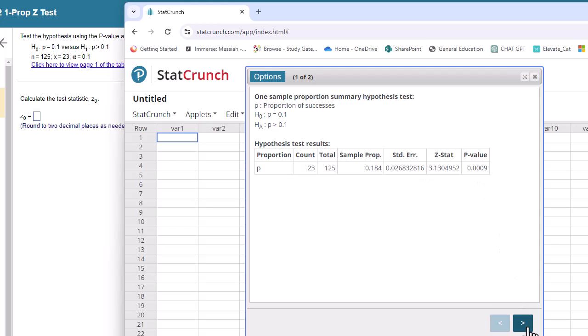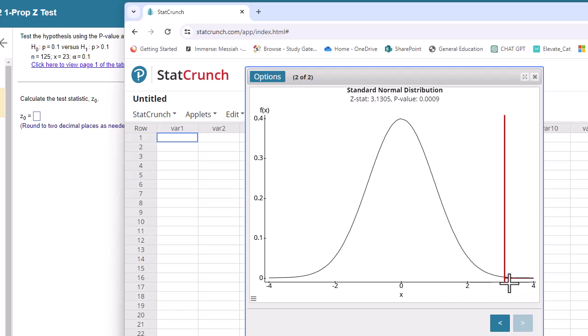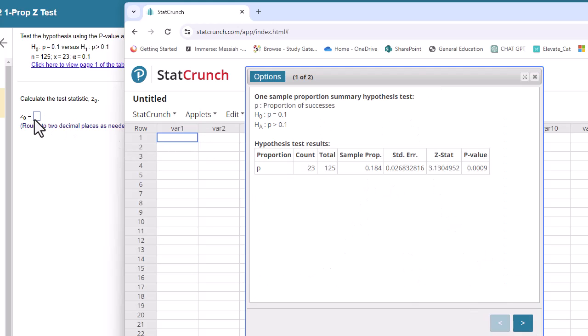Here's our p-value. Now I'm going to click this next button here, and notice it gives me a familiar normal curve. Notice how far out this value is. It's way beyond two standard deviations. It's even beyond three. In fact, that's what the z-stat tells me. It's more than three standard deviations away from the mean. That would be highly unusual to occur by chance. So let's go ahead and finish this up.